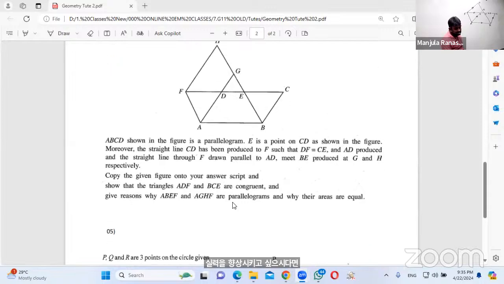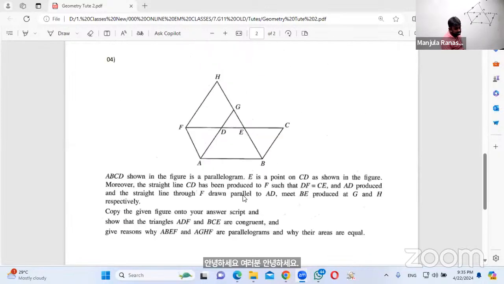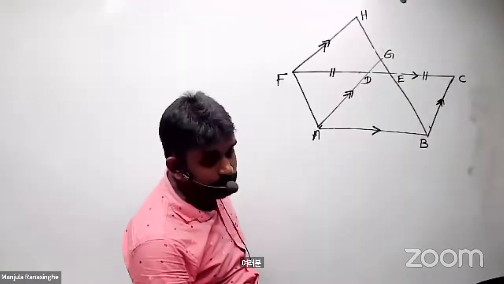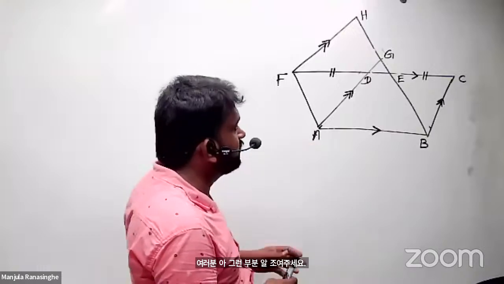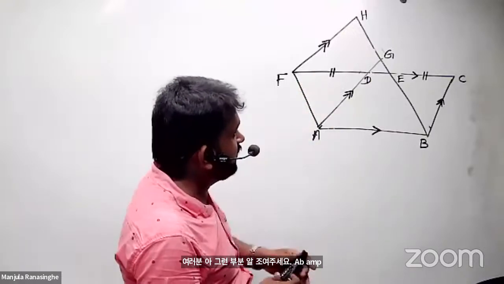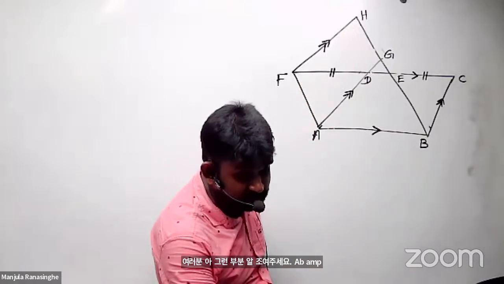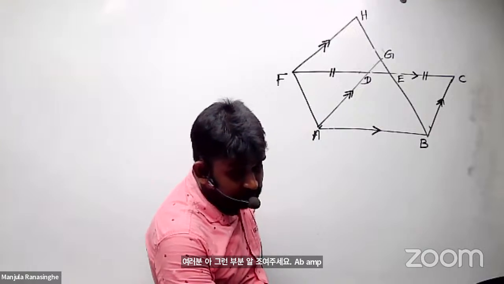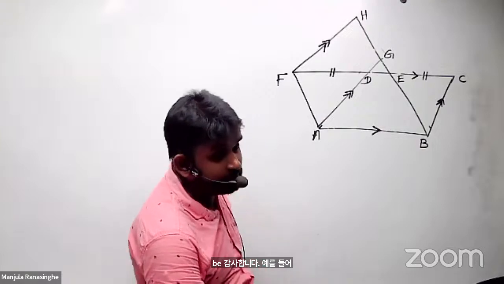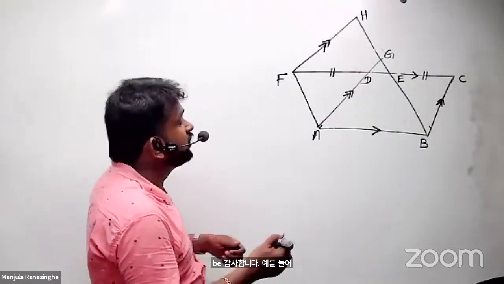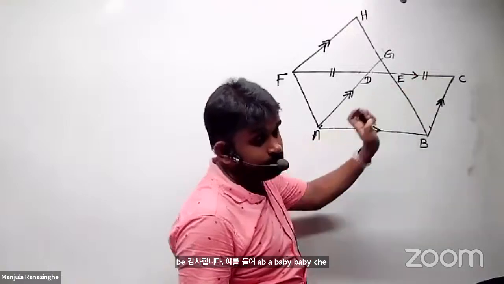Copy the given figure into your answer script and show that the triangles ADF and BCE are congruent. Right. So what do we have to prove? That triangles ADF and BCE are congruent. Now let's see how to make them congruent. So two sides are equal, given.